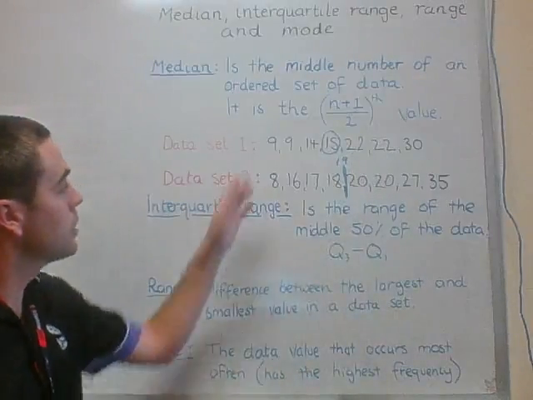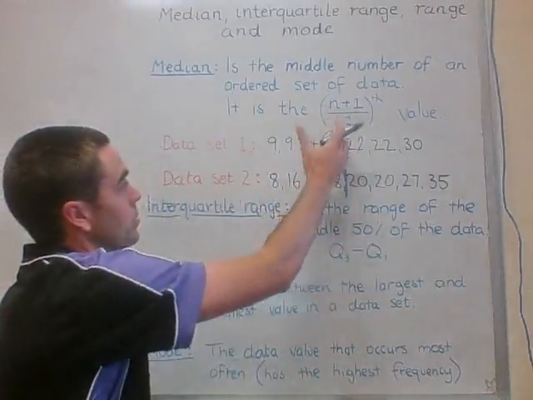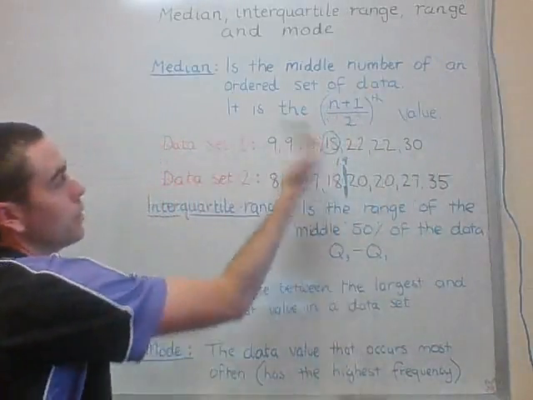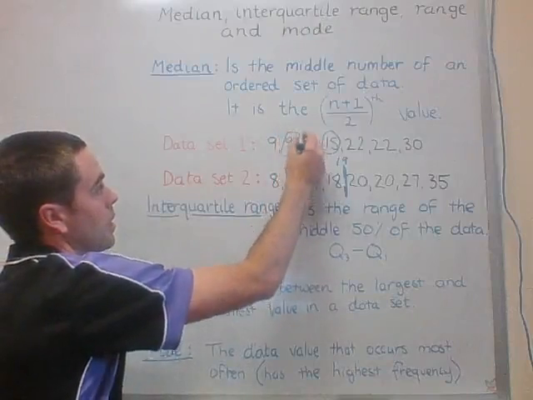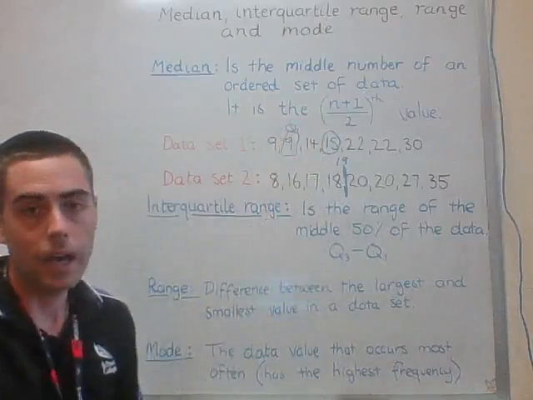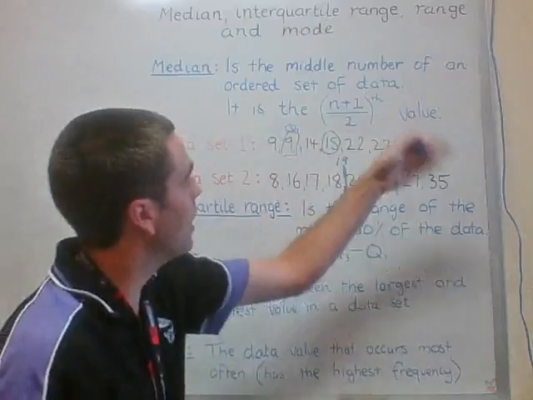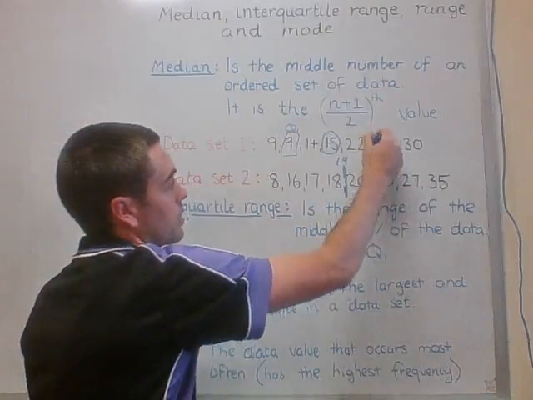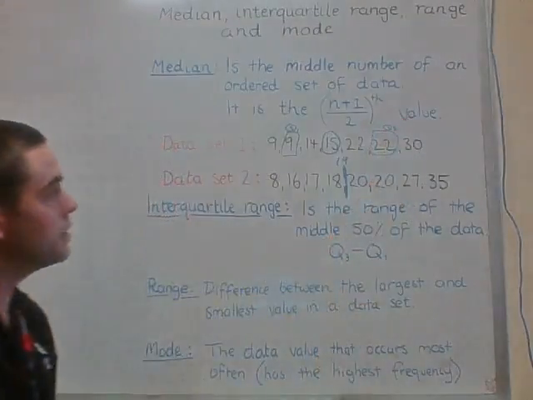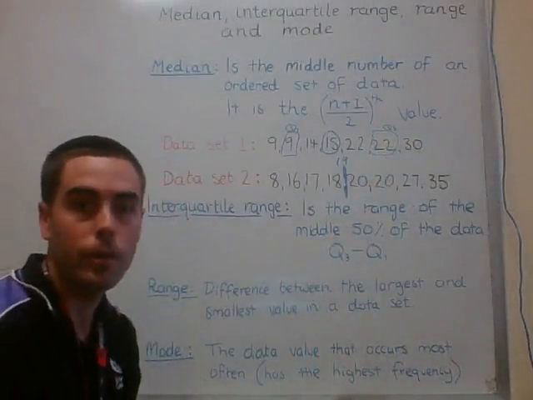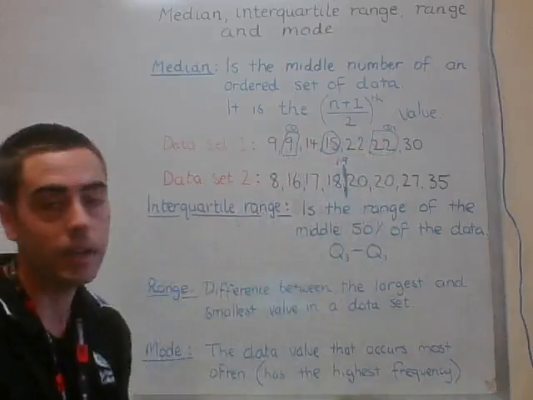So in this data set, if we break it into the lower and the upper, the middle of the lower half we can see is here. So I'd call that quartile 1. And the middle of the upper half of the data, so there's 3 data points, so this is the middle of the upper half of the data, so it's quartile 3. So the interquartile range for data set 1 is 22 take away 9.